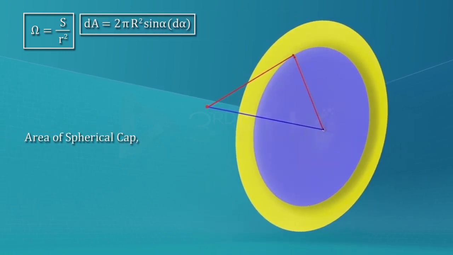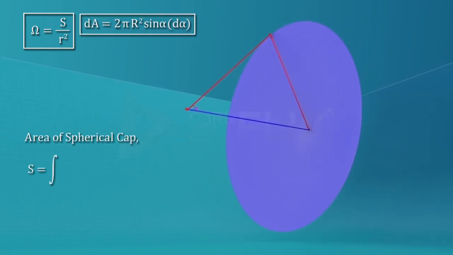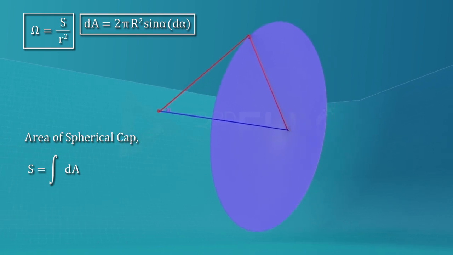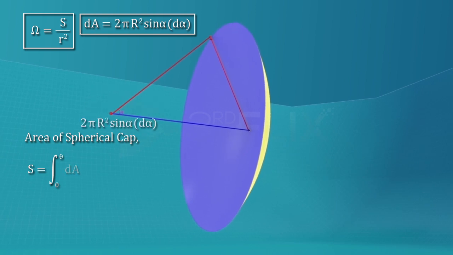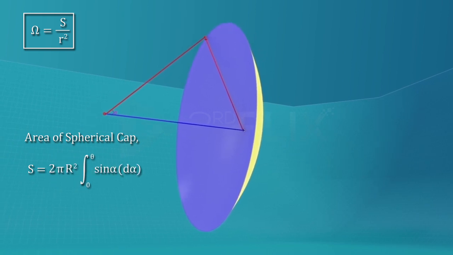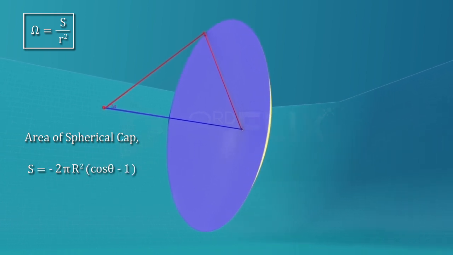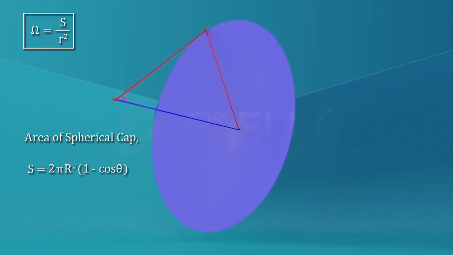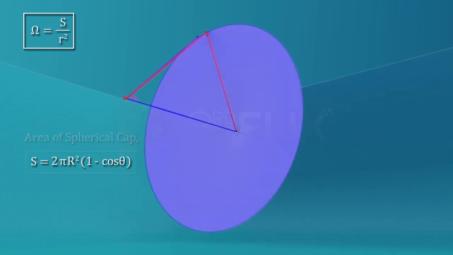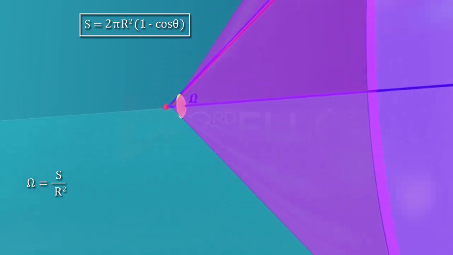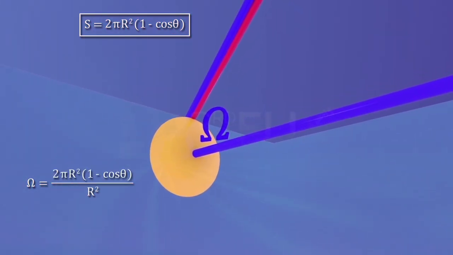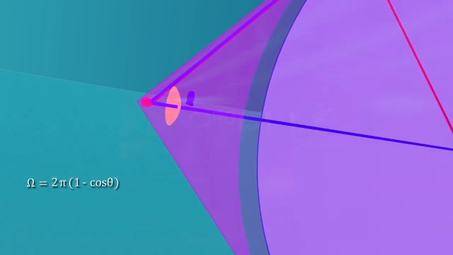To get the area of the spherical cap, we shall integrate dA from alpha equal to 0 to alpha equal to theta, taking the constant term out of the integral. On integrating and substituting the limits, we get S is equal to 2 pi r squared times 1 minus cos theta. Solid angle omega made by the cap at the center is S by r squared, which is 2 pi times 1 minus cos theta.